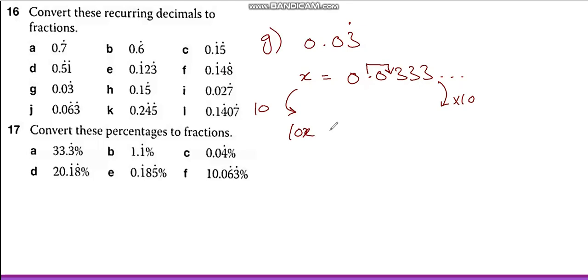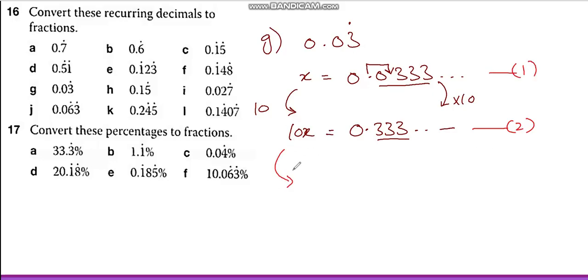We get 10x on the left side, and on the right side, we get 0.333 and so on. Now we can see that this decimal part, which is 0.3333, cannot be subtracted from 0.0333 and so on because both decimal parts are not the same. So that's why we will multiply equation number 2. This was equation number 1. We will multiply equation 2 by 10 again.